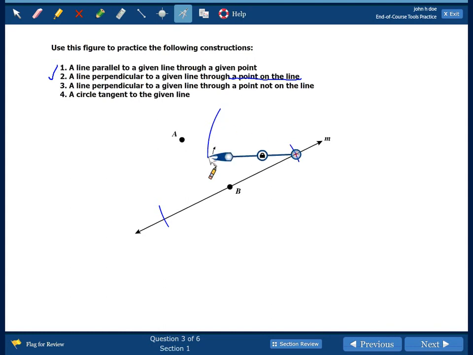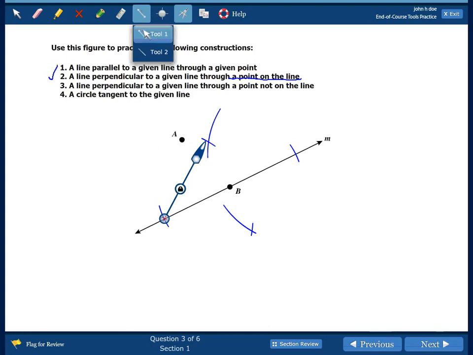Now, on a lot of different things, you only see people make the top part. I'm also going to make the bottom part of this arc. Hopefully I made those long enough. I go over to the other side, arcs intersect, and they intersect again. So again, that was just a perpendicular bisector. When I made parallel lines, I copied an angle again. This time I'm using a perpendicular bisector.